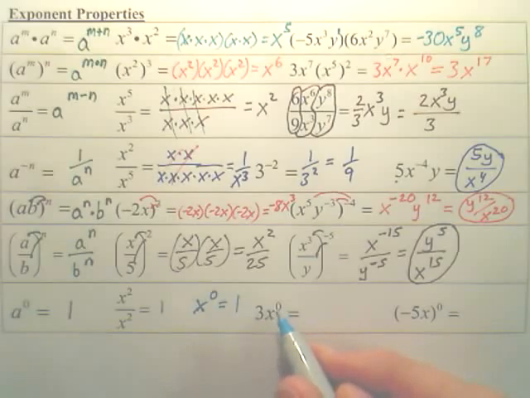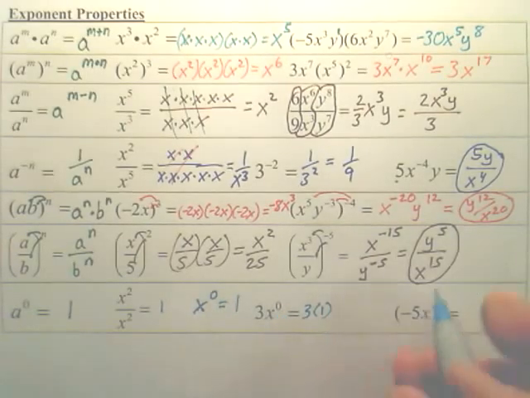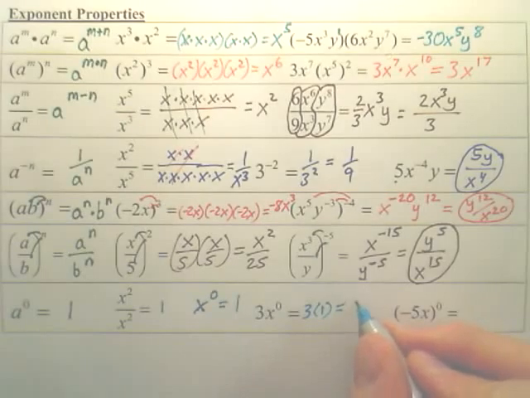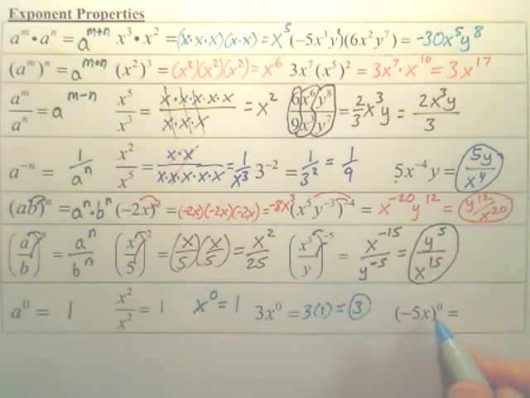What's this one going to be? Does that 0 go to the 3? No. This simply is going to be 3 times 1, because x to the 0 is 1, so the answer is 3. This one is negative 5x all to the 0, so that means that both of these go to the 0 power. So if all these go to the 0 power, isn't that 1 times 1? Which is 1.